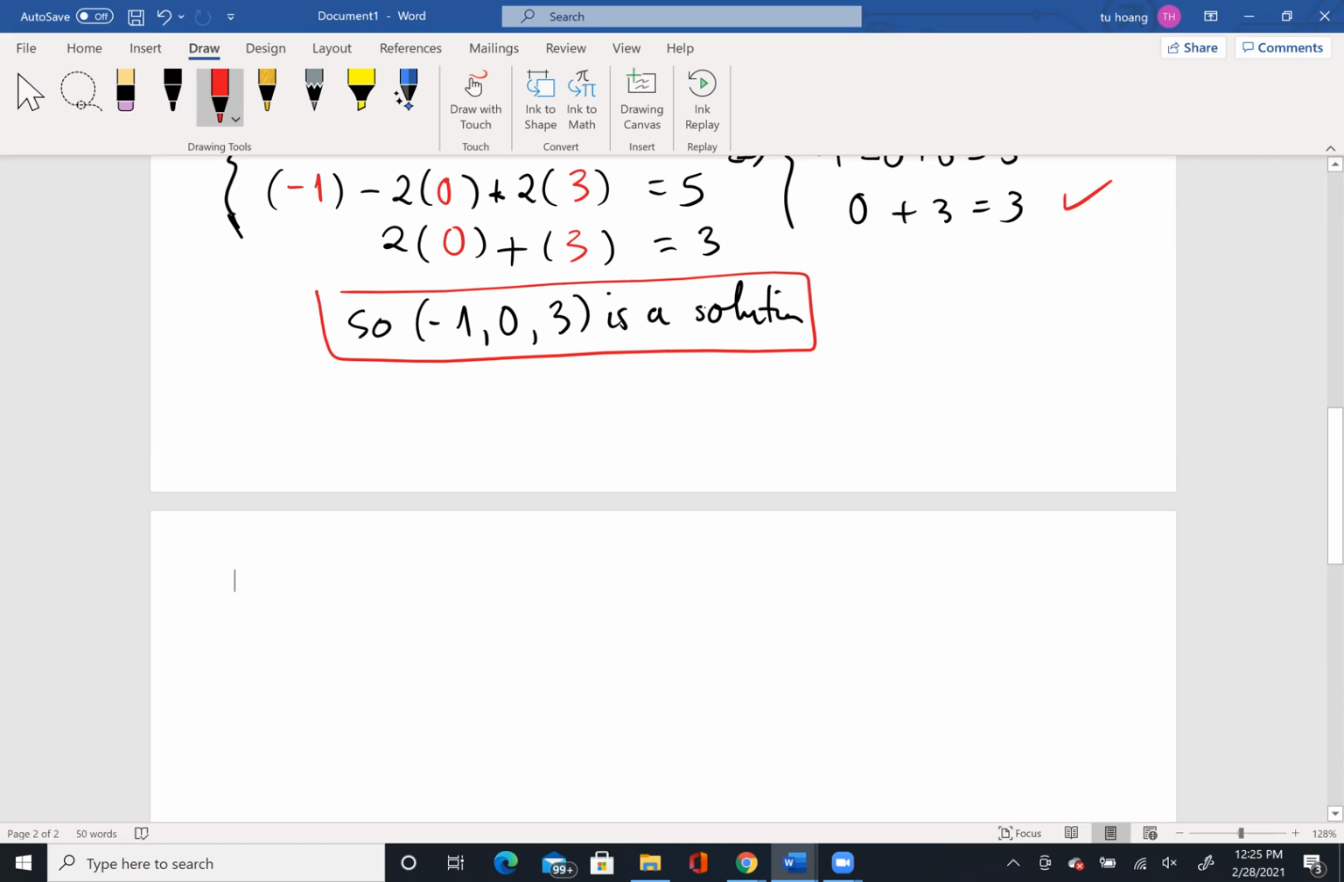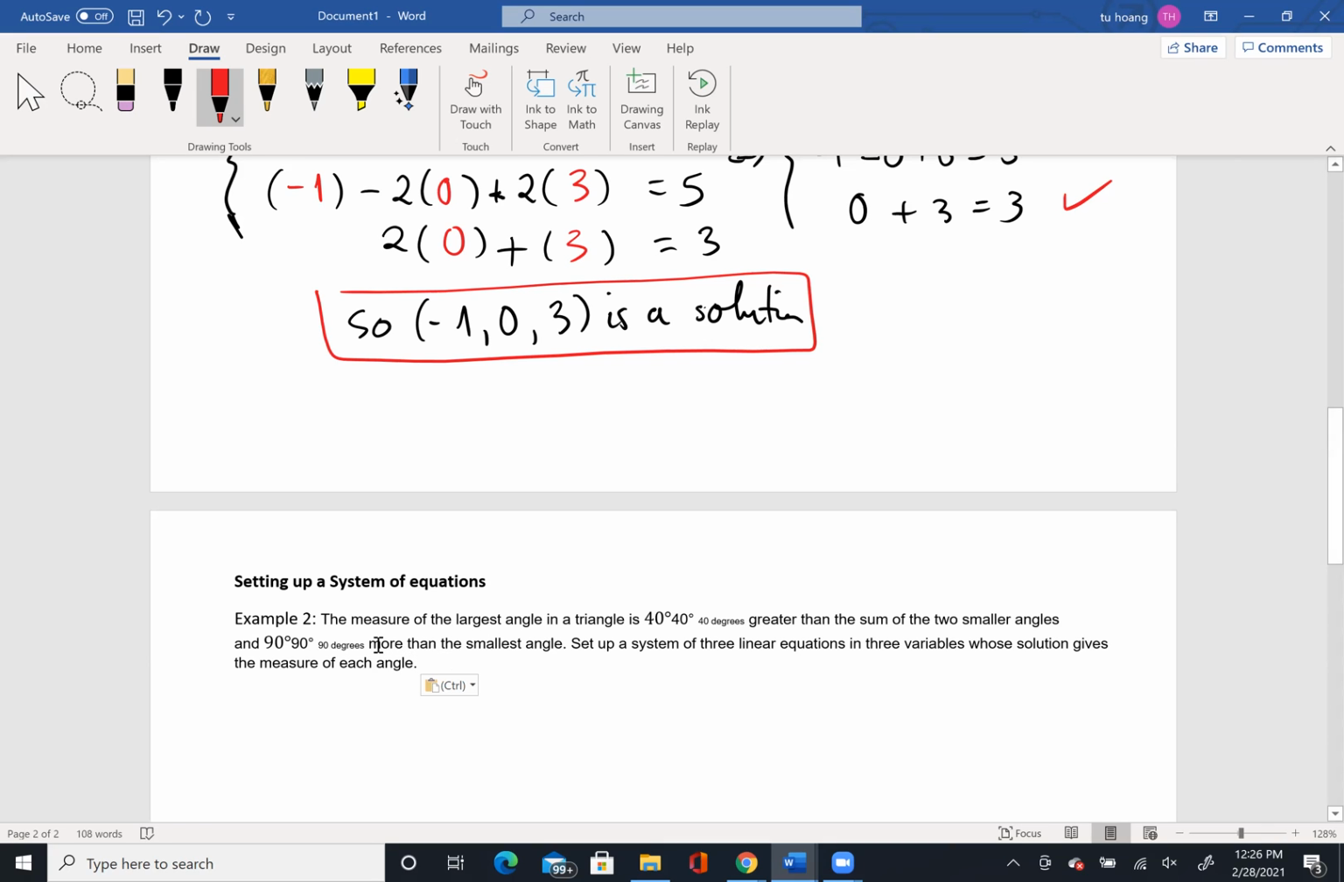Okay, so now let's talk about setting up a system of equations. Example 2. Okay, so I'll just copy down an example.